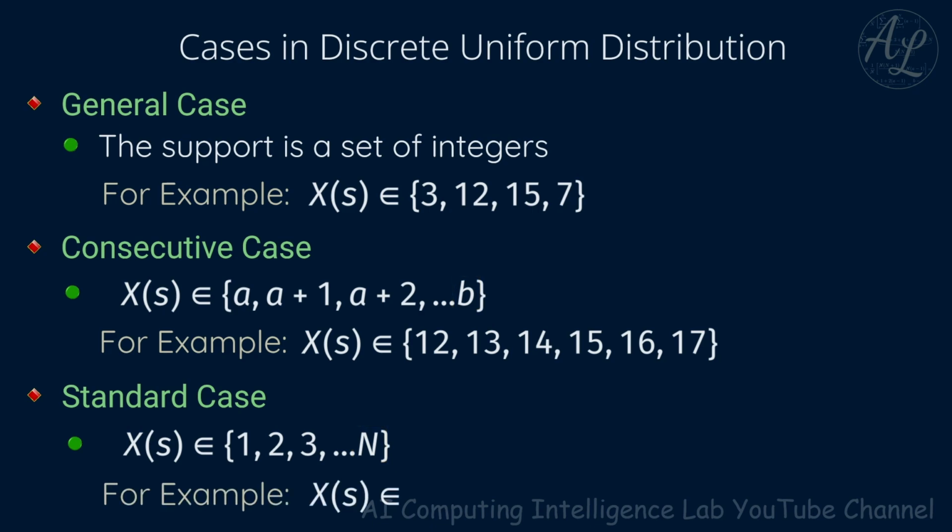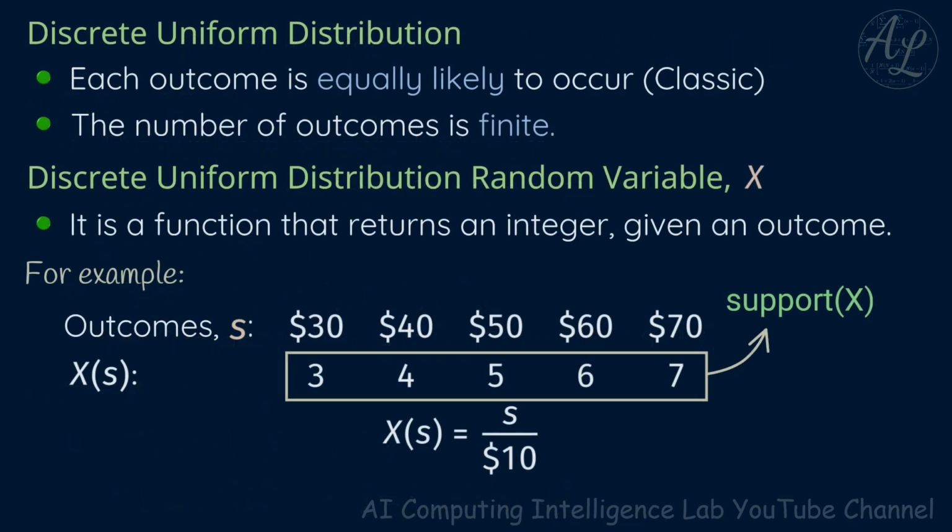For example, we can have values like these for this case. The values are from 1 to 5. So it started from 1, then increasing consecutively until 5. And this 5 is actually the number of elements in here. So these are the different cases in discrete uniform distribution. And each of these cases has mostly different mean and variance formulas that will be introduced a little later in this video. But let's go back to the definition.